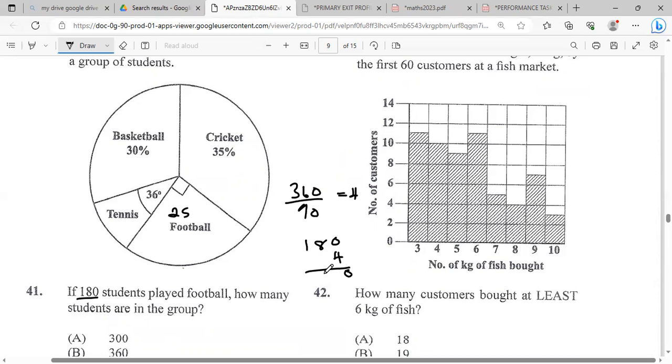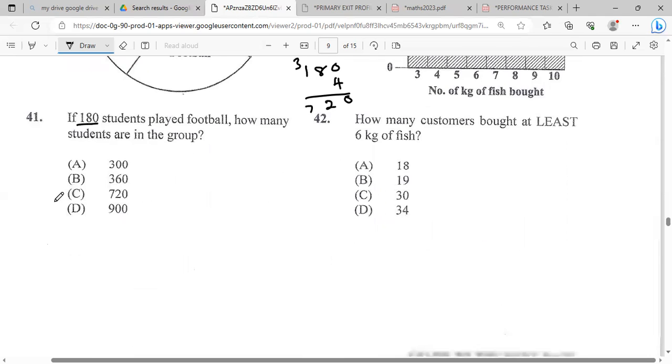4 8's are 32. 4 ones are 4, and that's 720. You got yourself it now, Gabriel. All right, on to 42.